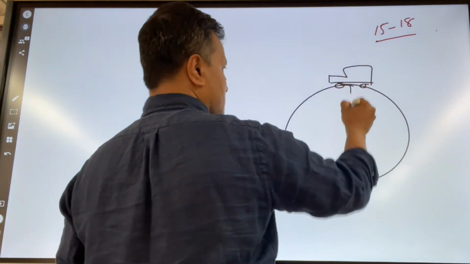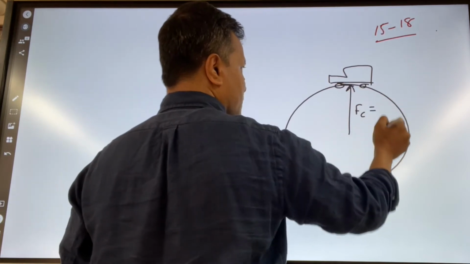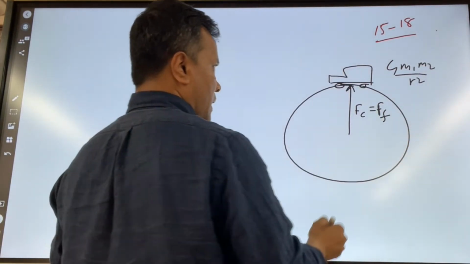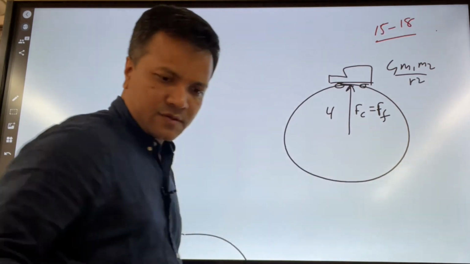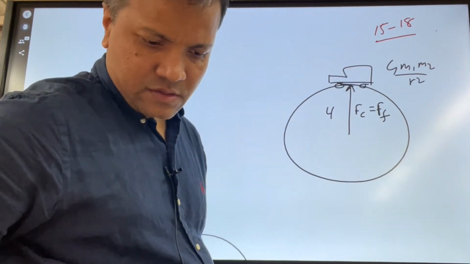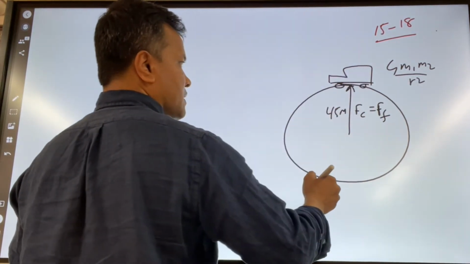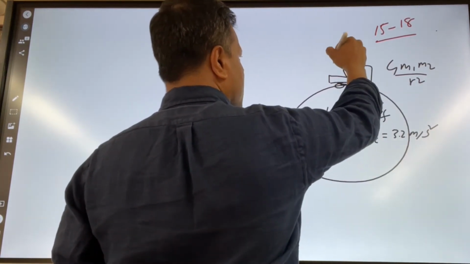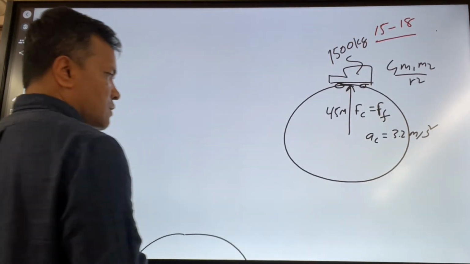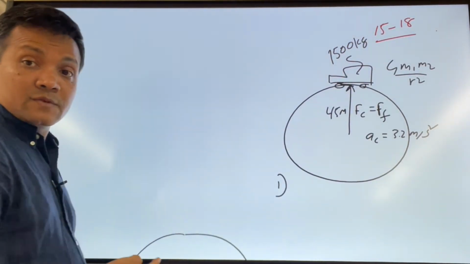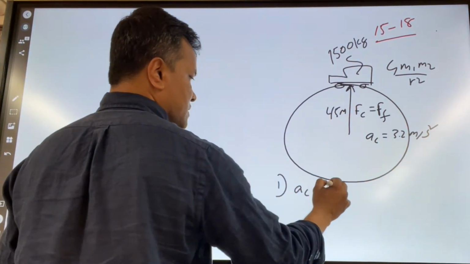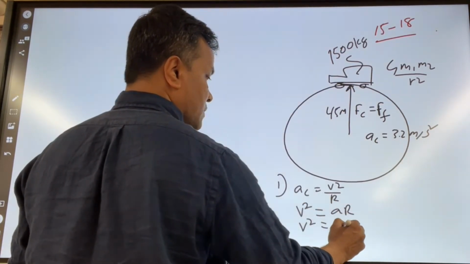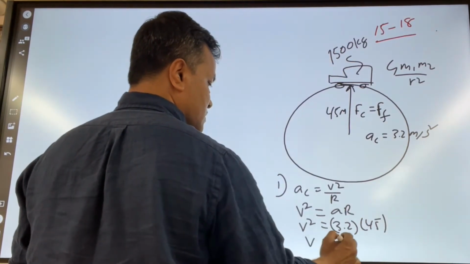Now this road has some centripetal force. Centripetal force is not caused by G m1 m2 over r square. This is caused by the force of friction, of course. The radius is 45 meters, and the centripetal acceleration is 3.2 meters per second square, and this car is 1500 kilograms. So number one, what would be the velocity? Acceleration is v square over r, so velocity is square root of a r. a is 3.2, r is 45, so velocity is 12 meters per second.